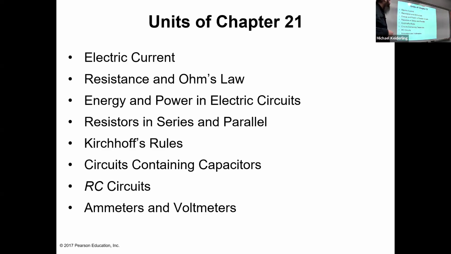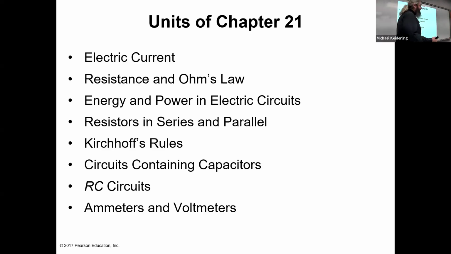And once we've discussed that, we'll go on to Kirchhoff's rules for how to work out circuits more in general. Then we'll discuss capacitors, circuits with capacitors, how capacitors act in direct current circuits, how capacitors act in series and parallel. We'll look at RC circuits, circuits with a resistor and a capacitor. And then lastly, we'll talk about ammeters and voltmeters.